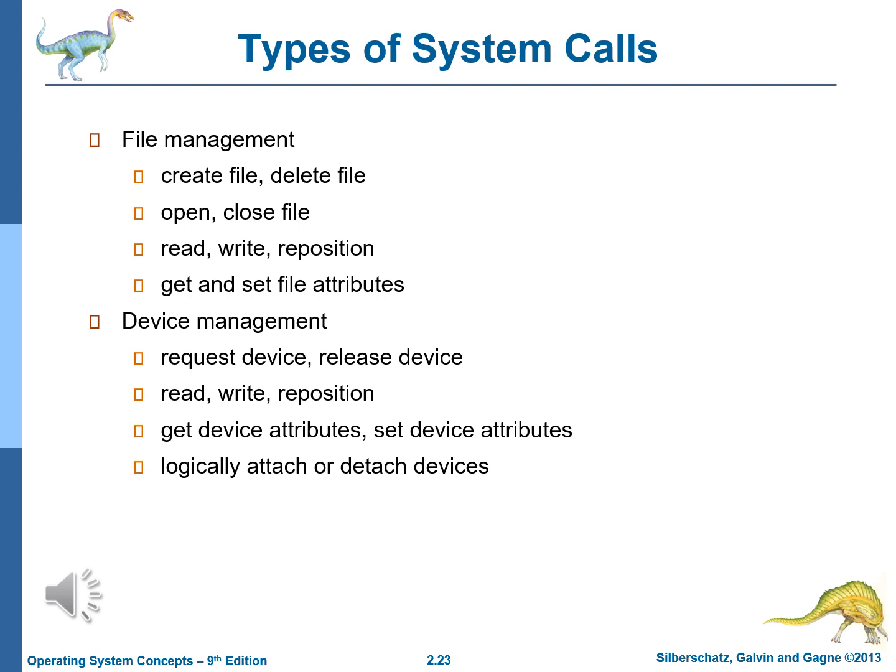File management. We first need to be able to create and delete files. Either system call requires the name of the file and perhaps some of the file's attributes. Once the file is created, we need to open it and to use it. We may also read, write, or reposition, rewind or skip to the end of the file, for example. Finally, we need to close the file, indicating that we are no longer using it.